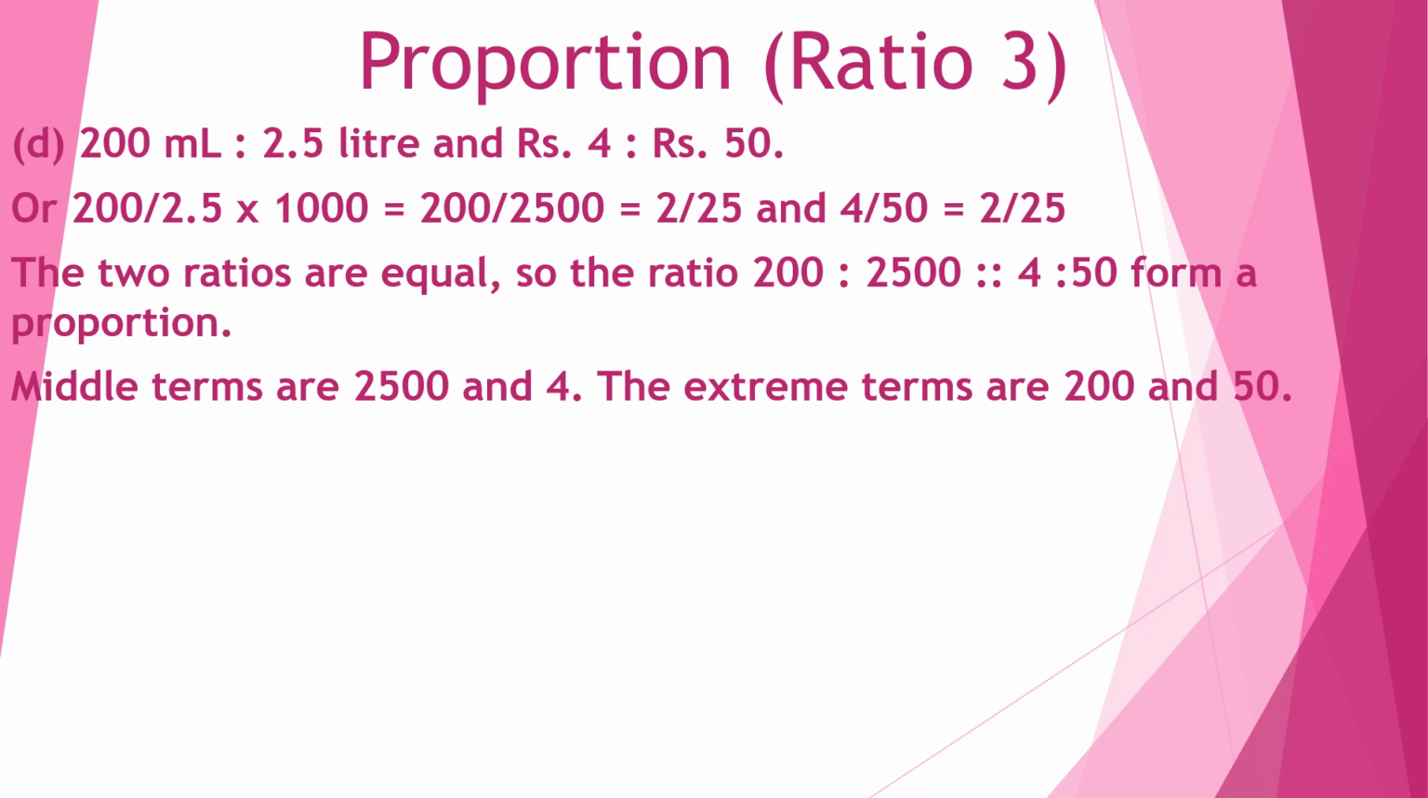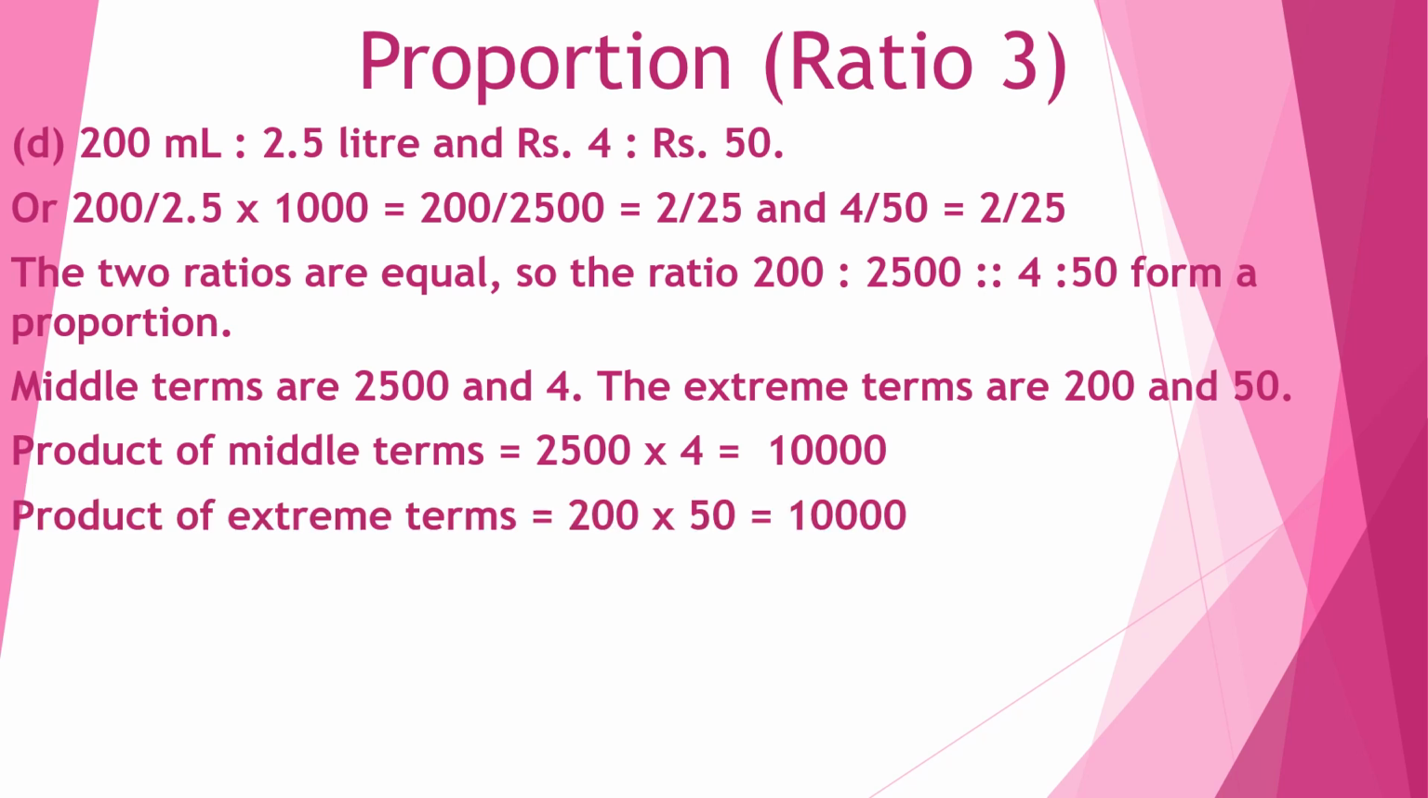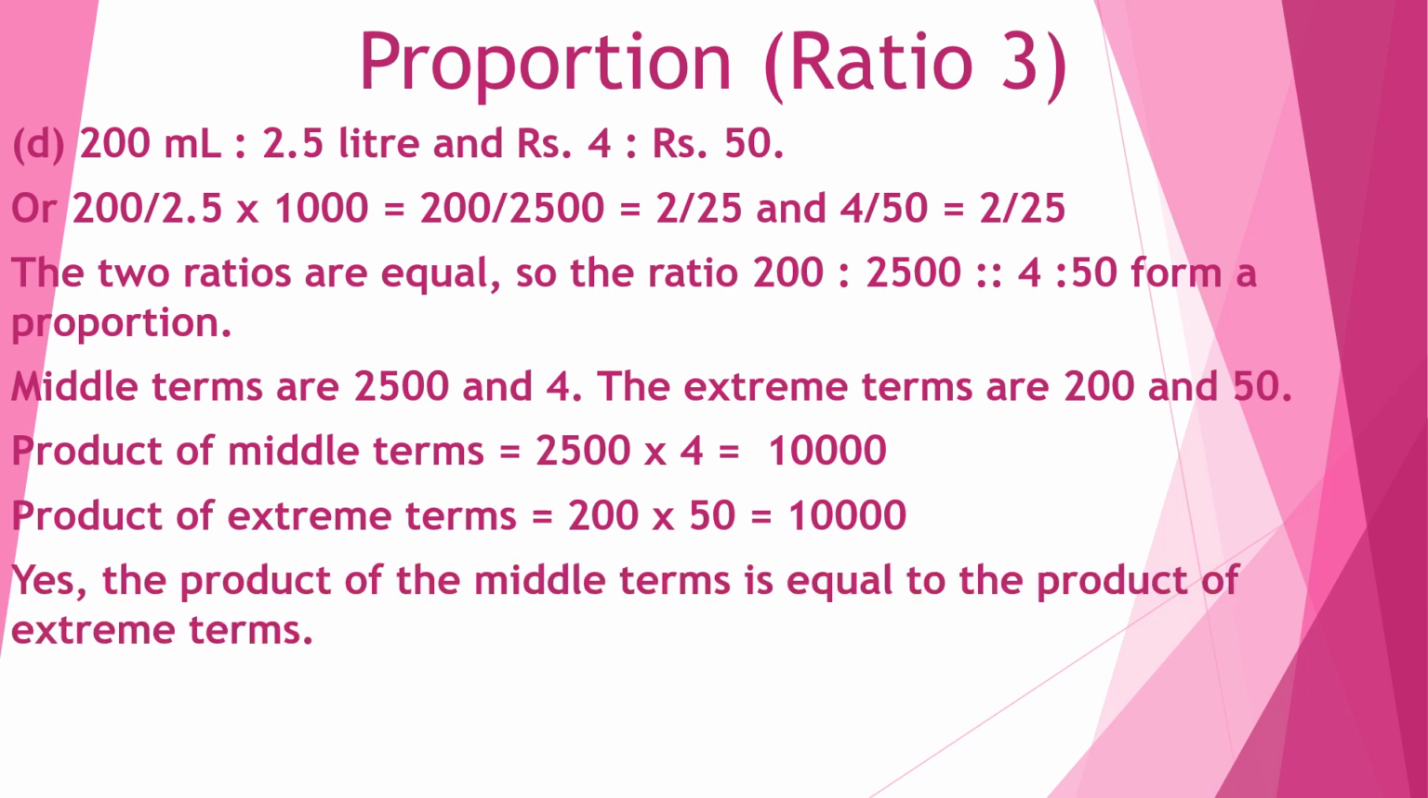Middle terms are 2500 and 4. The extreme terms are 200 and 50. Product of the middle terms is equal to 2500 into 4, that is 10,000. Product of extreme terms is equal to 200 into 50, which is equal to 10,000. Yes, the product of the middle terms is equal to the product of the extreme terms.